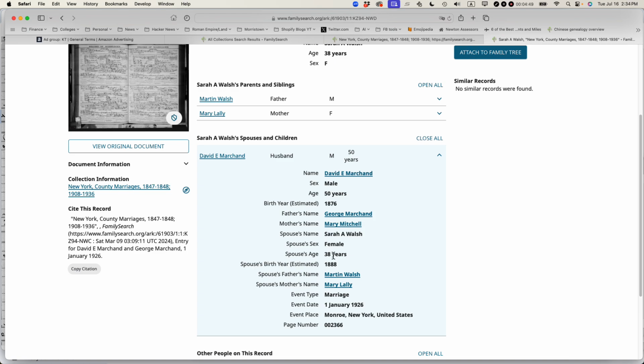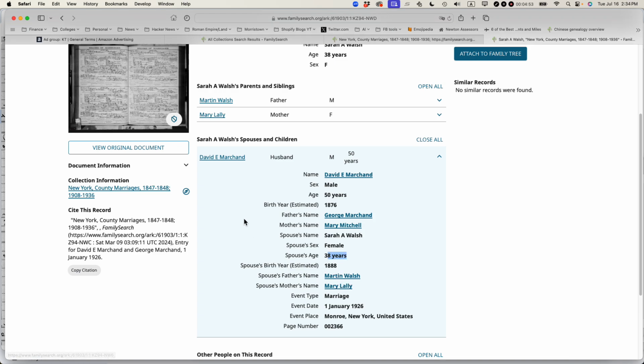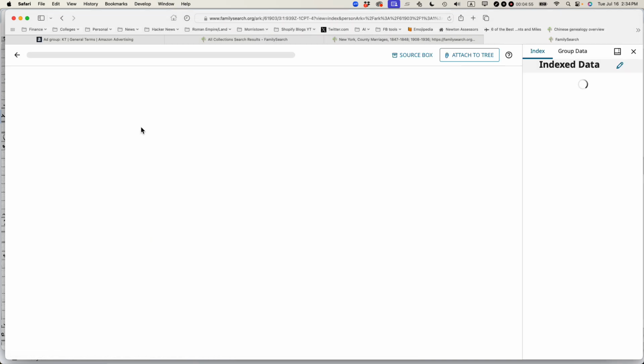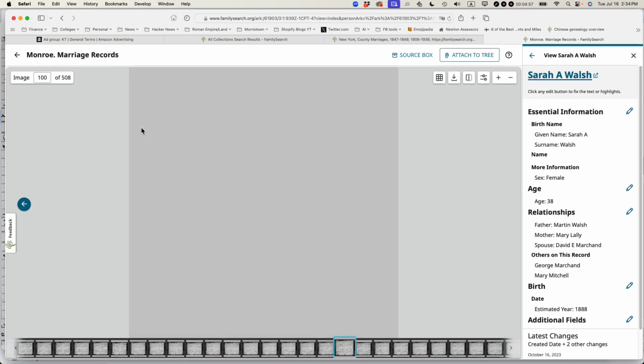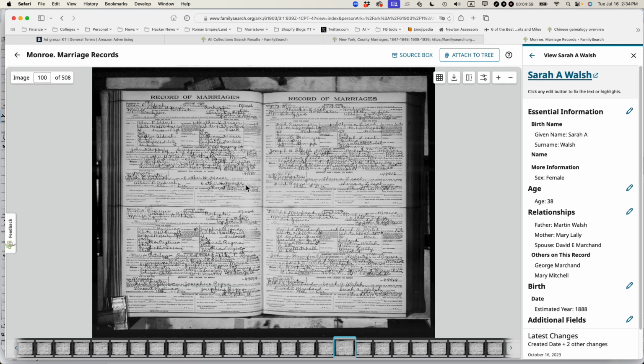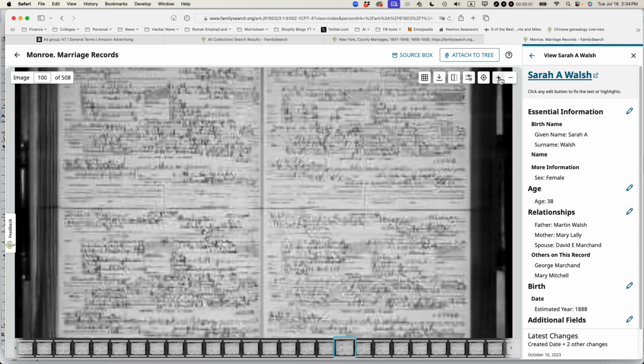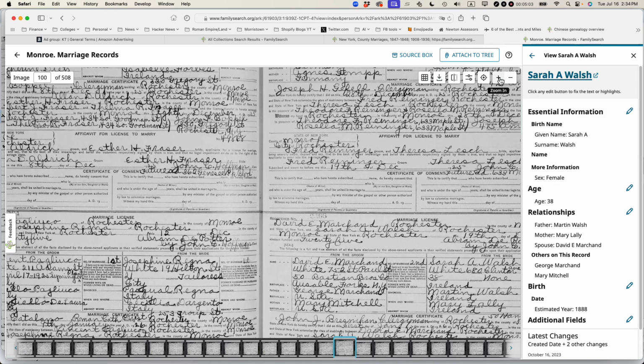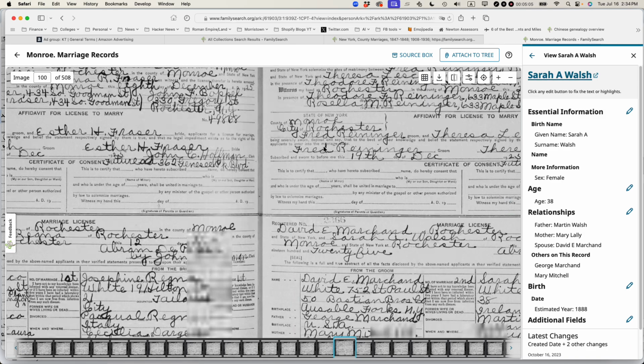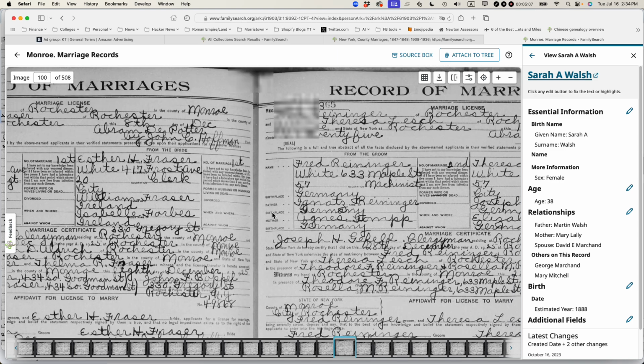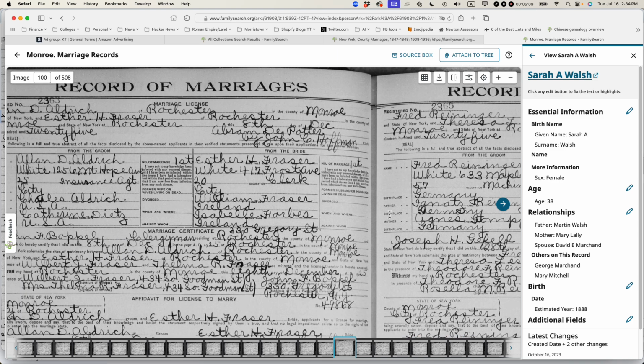Sarah A. Walsh, female, 38 years. Okay, the first names of the parents don't match, but let's say that I thought this could be the person. So I'd open up the record and take a look and see if there's data on there that can really help me determine if it's the right family. Okay, so Monroe actually appears to be in the Rochester area.